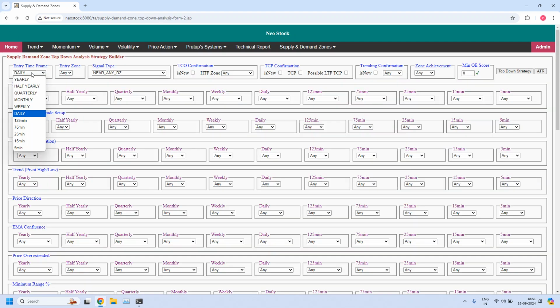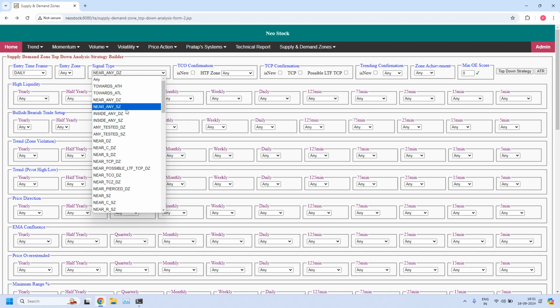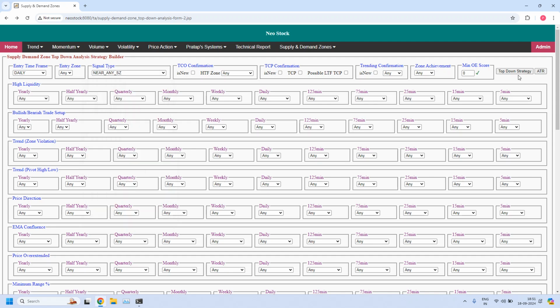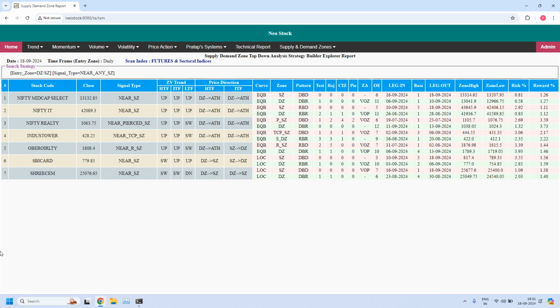Next, for daily time frame, let us find the stocks near daily supply zone. 7 stocks are filtered. Let us identify high liquidity supply zones from this list. Indus Towers is a high liquidity zone. Oberoi Realty is also a high liquidity zone. That means we have identified 2 high liquidity daily supply zones from this list.